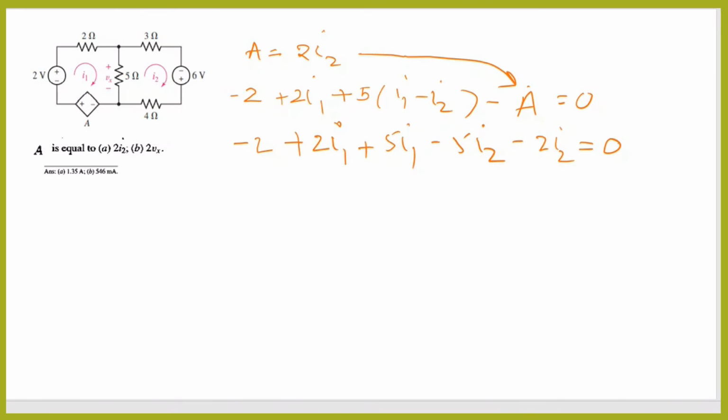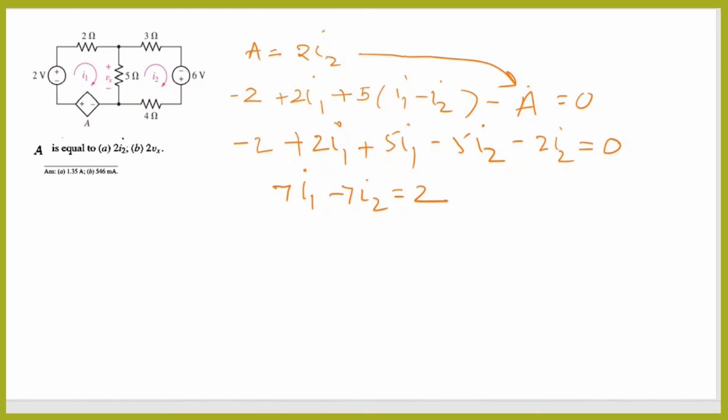Substitute here, minus 2i2 is equal to 0. So minus 2i2 minus 5i2 gives minus 7i2, and 2 plus 5 is also 7. So 7i1 minus 7i2 is equal to 2.